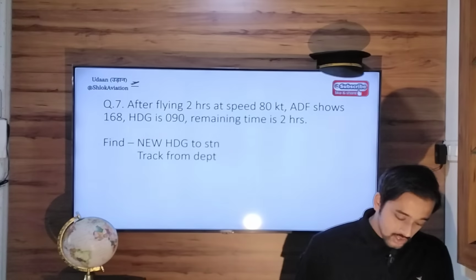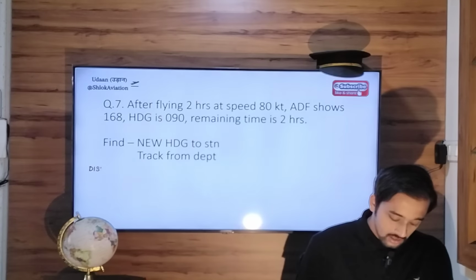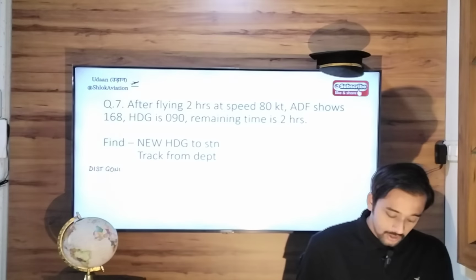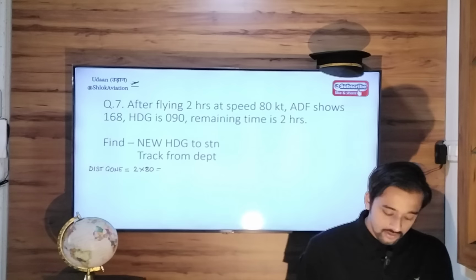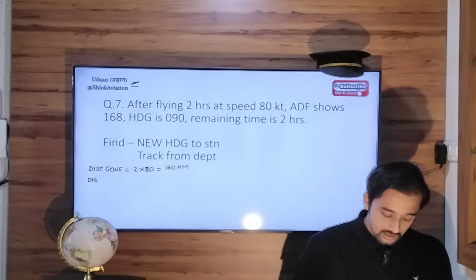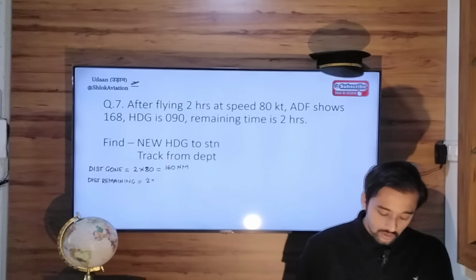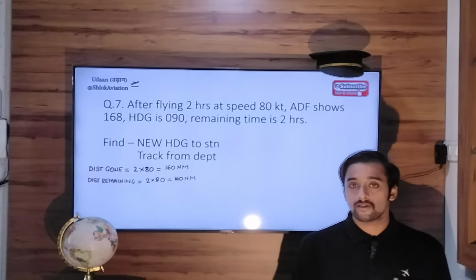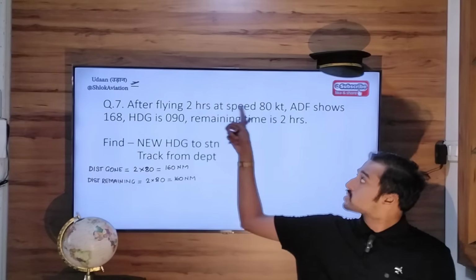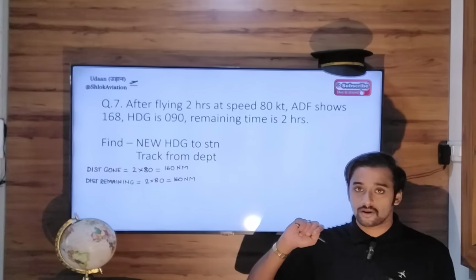Formula. So distance gone, or distance that you have already traveled, is 2 hours into 80 knot speed, which is 160 nautical miles. Distance which is left, or the distance which is remaining to travel, is 2 hours into 80 knots, another 160 nautical miles. So this is the information that we have found out from these two pieces of information.